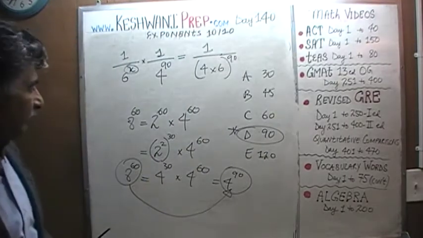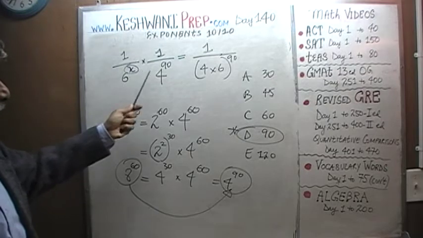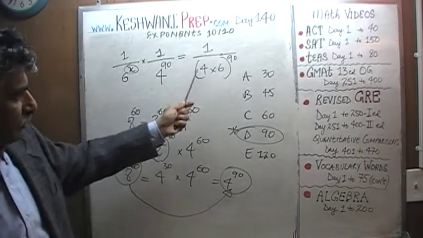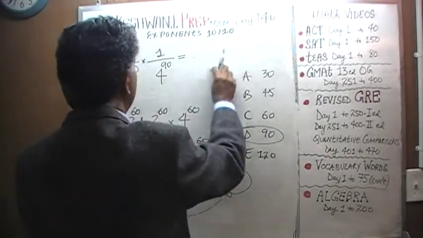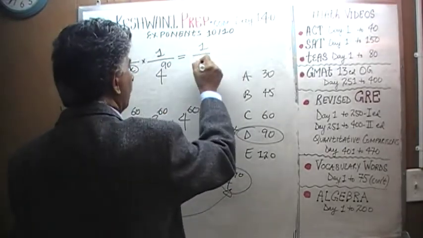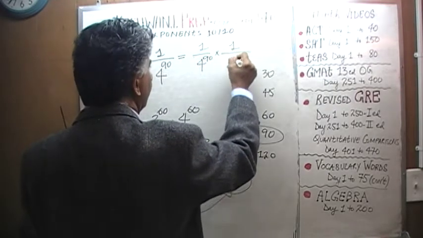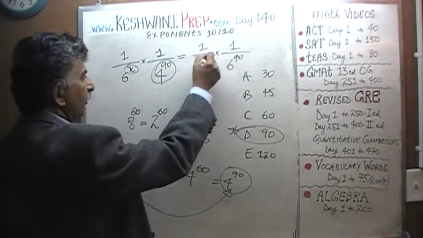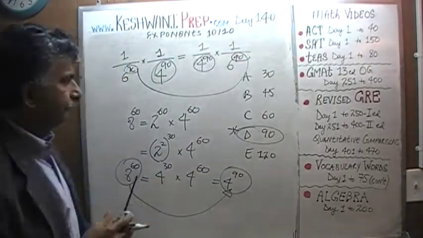Do you want me to do all the steps? It's not necessary, is it? That's it, we are done, because 6 raised to x times 1 over 4 raised to 90th, this part that you see there, can be written as 1 over 4 raised to 90th times 1 over 6 raised to 90th. Which means x has to be 90.